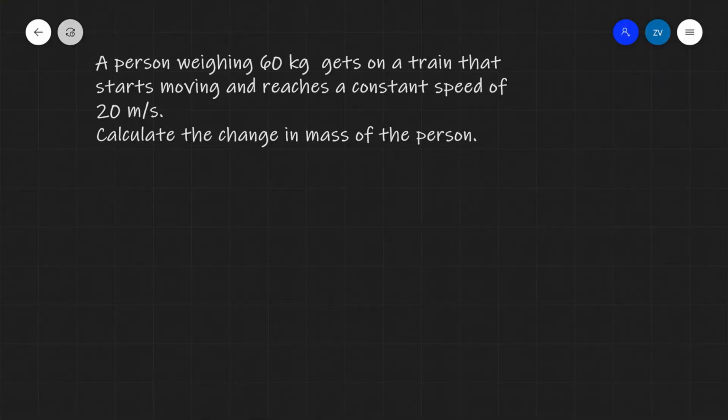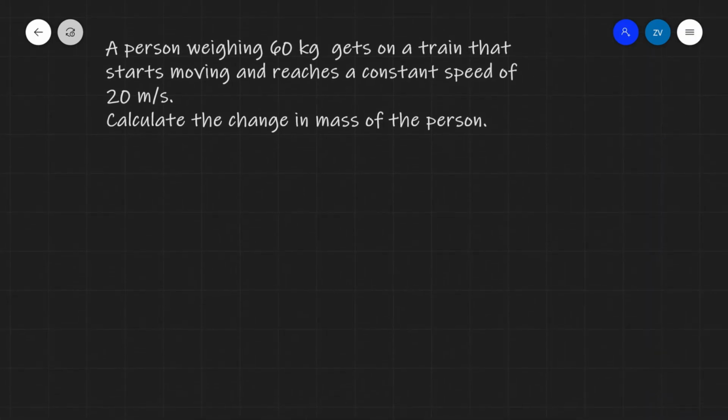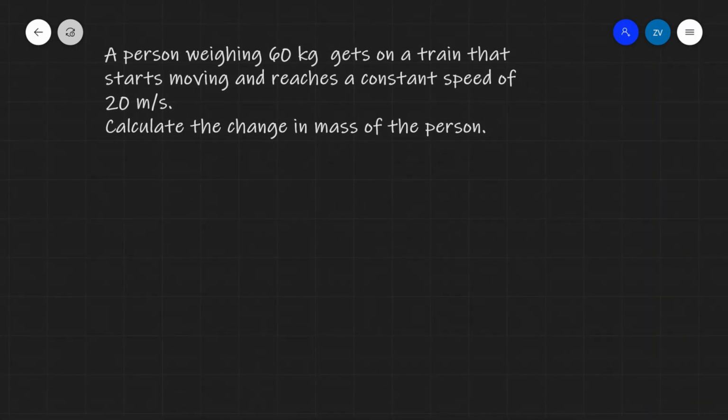Right, onto my digital blackboard. Let's have a look at this problem. We have a person weighing 60 kg, gets on a train that starts moving and eventually reaches a constant speed of 20 meters per second. Calculate the change in mass of the person.